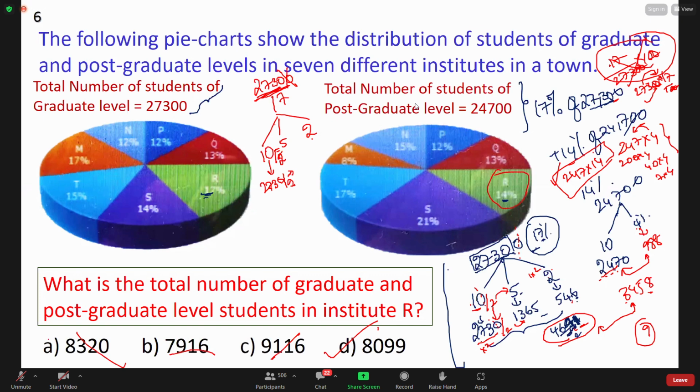And how will you calculate 2%? You can divide the 10% value by 5 to get 2%. So if I divide 10 by 5, I should divide 2,730 by 5, and you get 546 here. Are we clear with this so far? Did we understand this one?